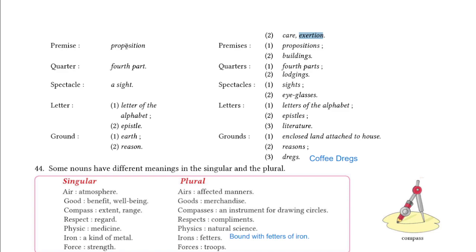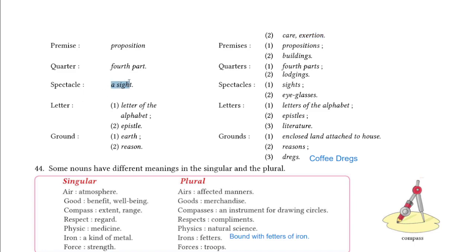Premise is a proposition. Premise is a statement in an argument. Premise, a singular noun in singular number, has only one meaning, proposition. Premises has two meanings, propositions, buildings. Quarter has only one meaning in the singular, fourth part. Quarters, two meanings, fourth parts as well as lodgings. Servant quarters.